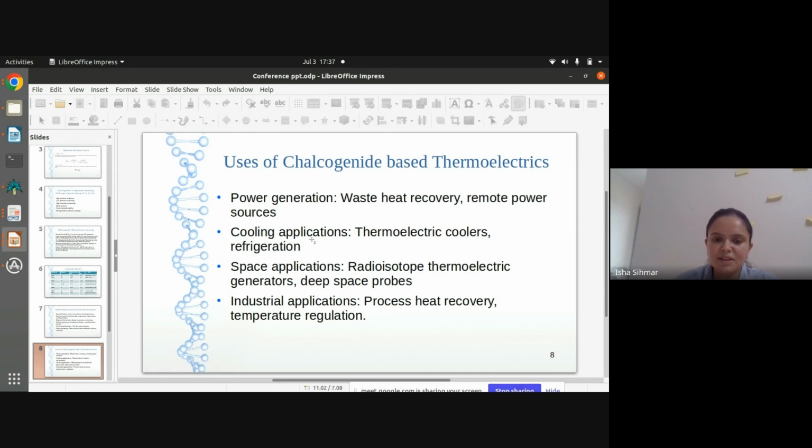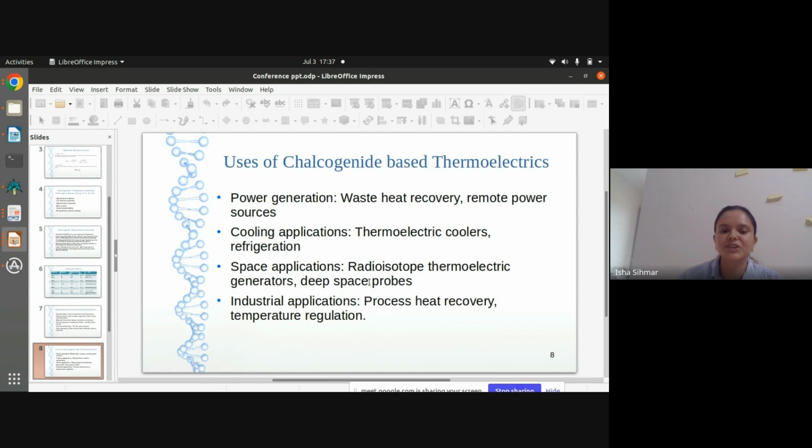Chalcogenide-based thermoelectric materials are also used in cooling applications. These use the Peltier effect to provide precise temperature control in applications such as electronic component cooling and refrigeration. They are also used in space applications, particularly lead telluride. Radioisotope thermoelectric generators provide long-term power for space missions such as those by NASA.